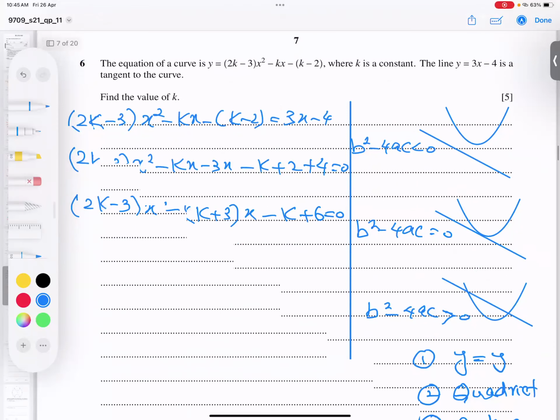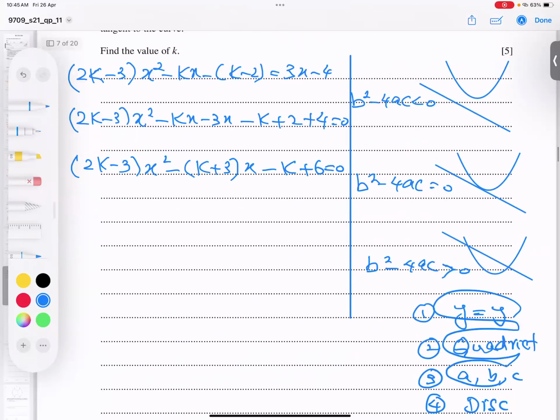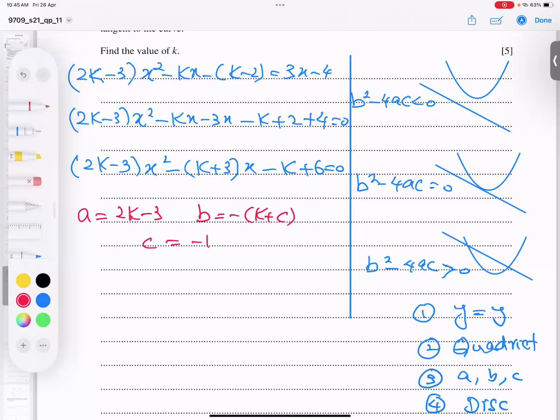What are the values of a, b, c? You see, the first step is done, the quadratic equation, now a, b, c. What are the values? A is 2k minus 3. B is negative, outside, (k plus 3). And the C value is negative k plus 6. I hope so, student, you got the point. And now I'm going to apply the formula.